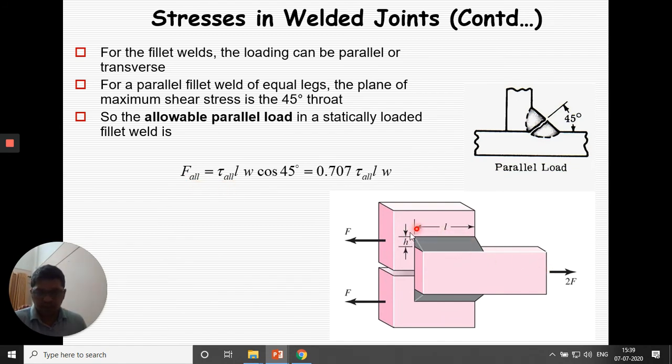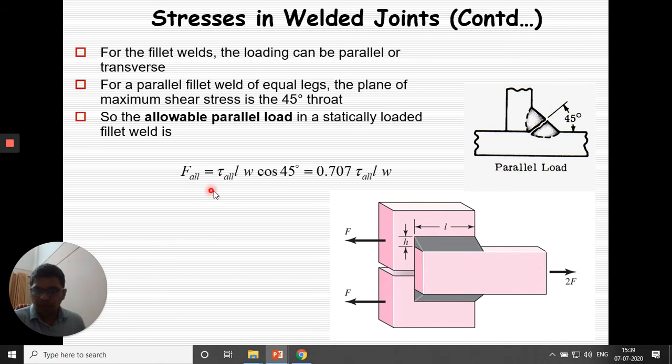Here, if you look at here, this weld is handling the force F, and the welding at the other end is handling the same force F. And if you want to calculate the stresses, that is the force divided by the minimum area. Minimum area will be happening at the throat area, where the length of the throat will be equal to H into cos 45, or H by root 2.